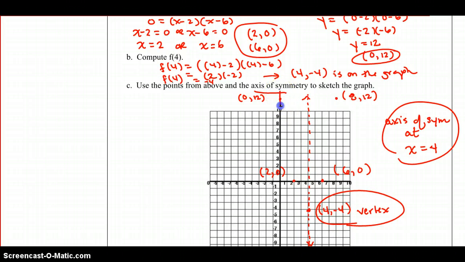And then if we kind of play dot to dot, and put some arrowheads here because they do keep going on both of those ends. So again, we've got our graph. So here we've got our x-intercepts, our y-intercept, our vertex, and our axis of symmetry.